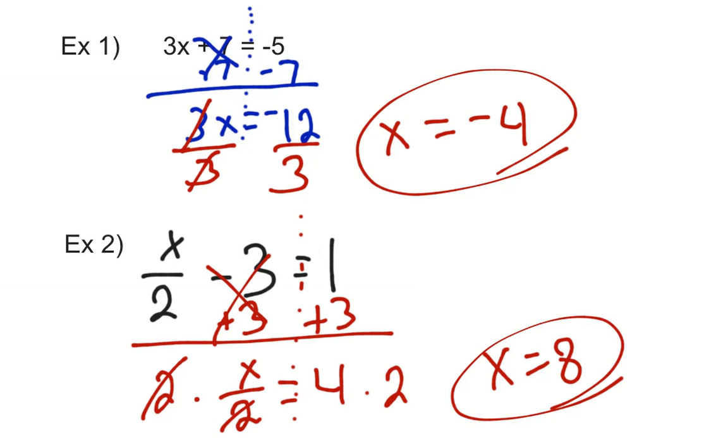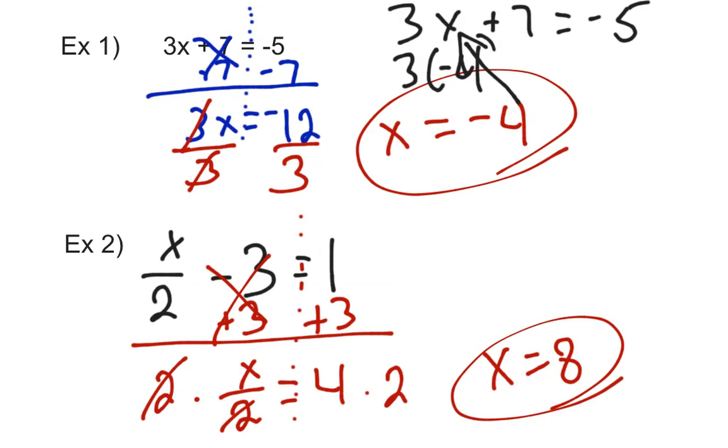Now, one thing that you can do, and probably want to get in the habit of doing, is checking your work. If I go back up to example 1, here's my problem: 3x plus 7 equals negative 5. I'm claiming that x is supposed to be negative 4. So if I put that negative 4 in place of x, the problem becomes 3 times negative 4 plus 7, and that's supposed to equal negative 5. Well, 3 times negative 4 is negative 12.